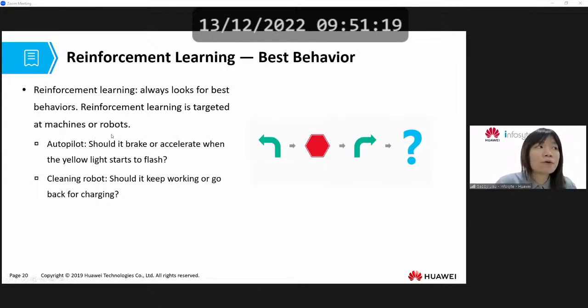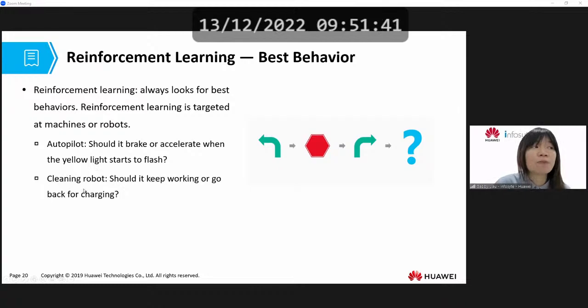Okay, so for example here, when you want to train an autopilot system, like those autonomous driving cars, should it brake or accelerate when the yellow light starts to flash? Of course, this autopilot system needs to take some action now. Should it brake or should it accelerate? Which action is better?